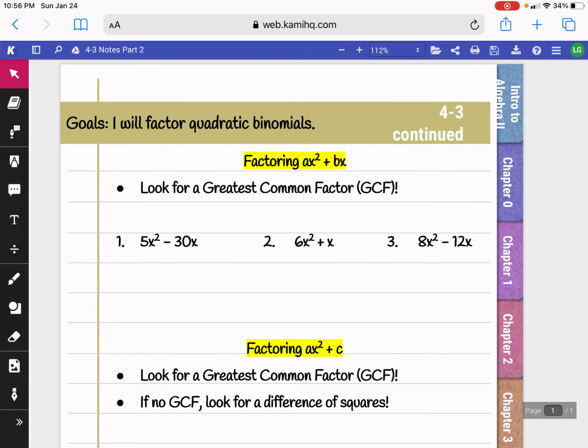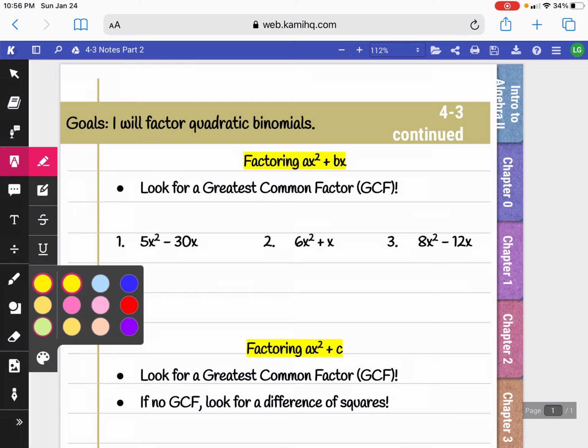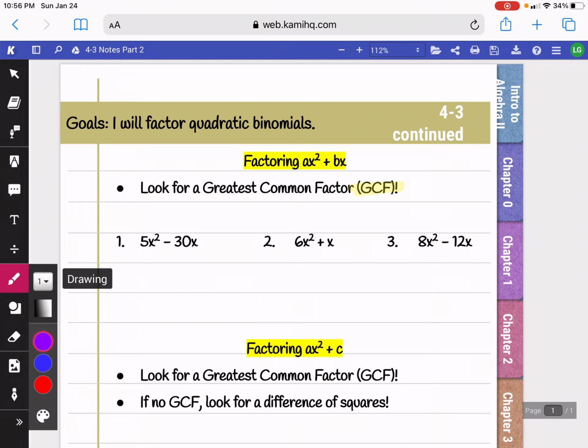And remember, greatest common factor just means the biggest number, or the biggest number slash variable, that all terms can be divided by.